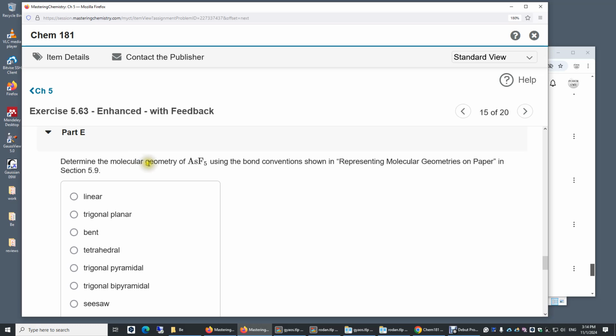Determine the molecular geometry of AsF5 using the bonding conventions in this part of section 5.9. This is arsenic. Arsenic has 5 valence electrons, so this atom forms 5 single bonds with the 5 fluorine atoms. There are 5 electron groups, no lone pair electrons, so trigonal bipyramidal. And also in this case, the molecular geometry is the electron geometry.